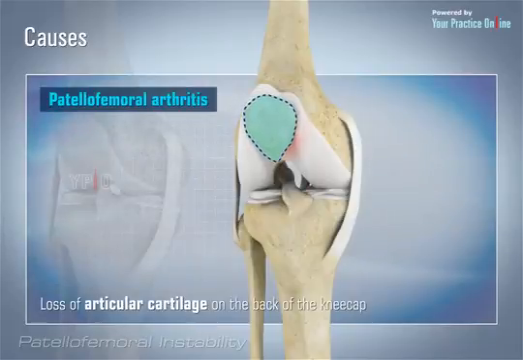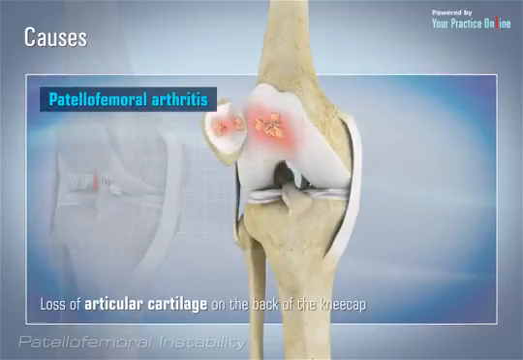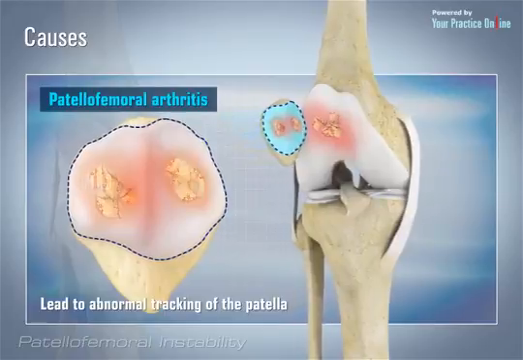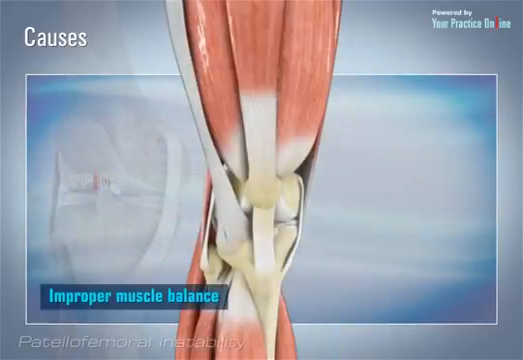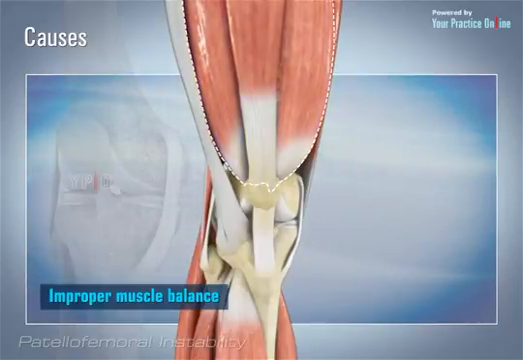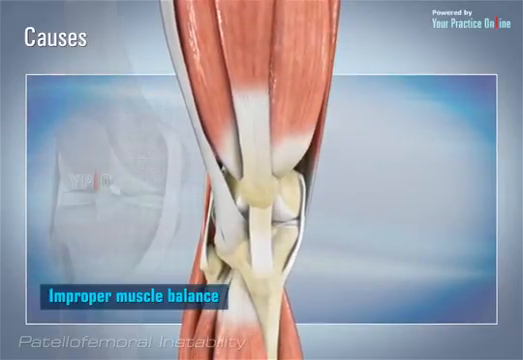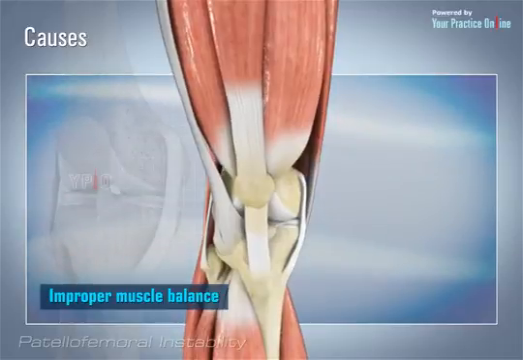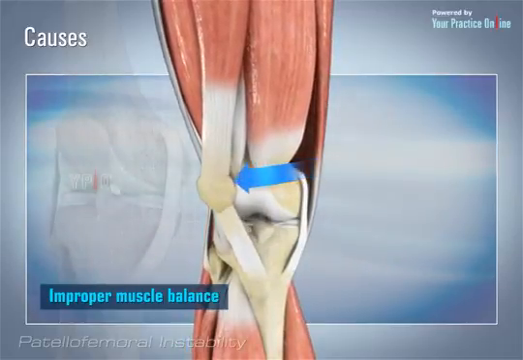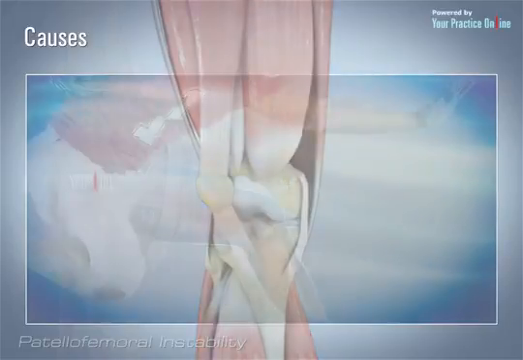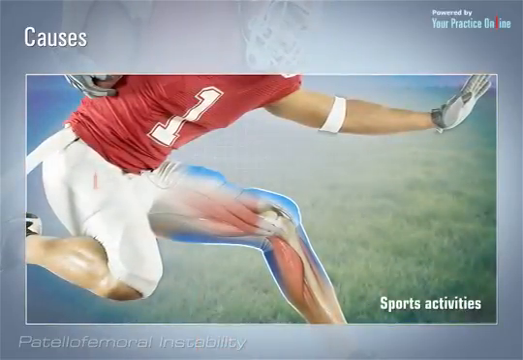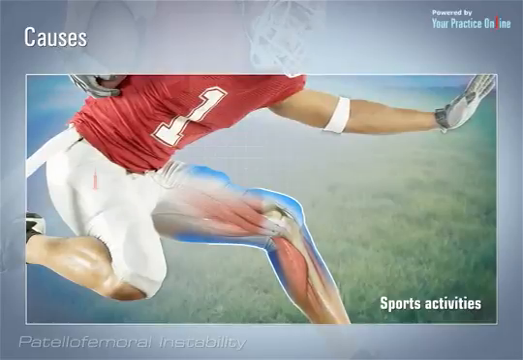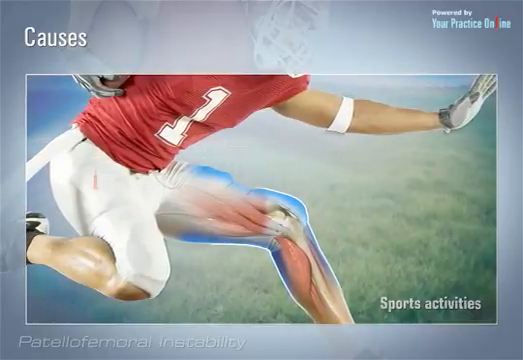Patello-femoral arthritis. Patello-femoral arthritis occurs when there is a loss of the articular cartilage on the back of the kneecap. This can eventually lead to abnormal tracking of the patella. Improper muscle balance, weak quadriceps, anterior thigh muscles can lead to abnormal tracking of the patella, causing it to subluxate or dislocate. Young, active individuals involved in sports activities are more prone to patello-femoral instability.